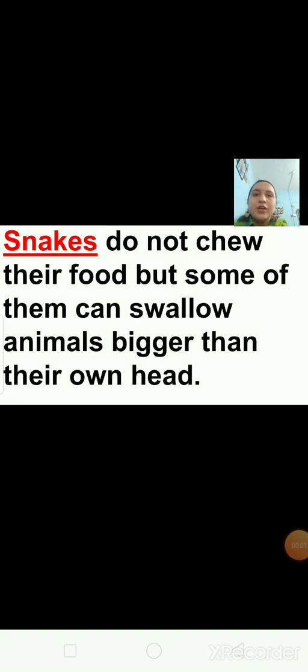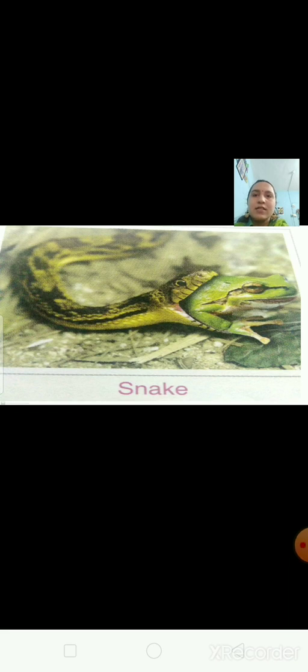Do you know till now that snakes have a small mouth but they open it wide when they have to swallow a large animal, as you can see in the picture. To make you understand how widely a snake can open its mouth, see here in the picture, the snake is eating a frog.